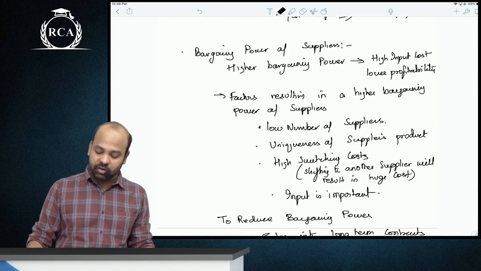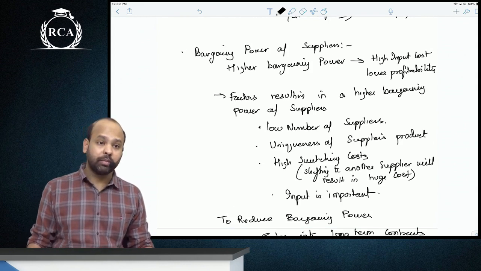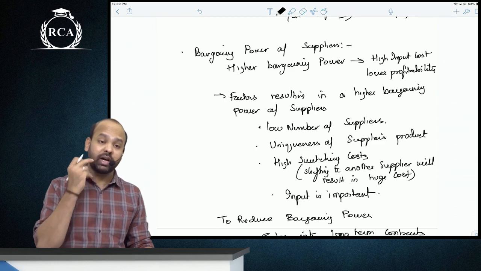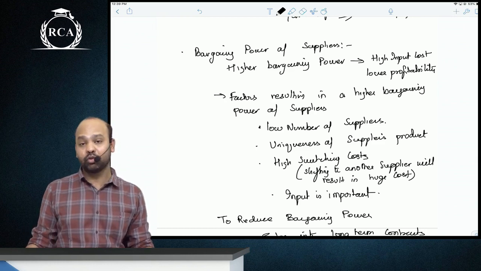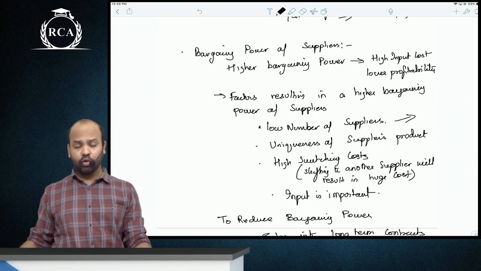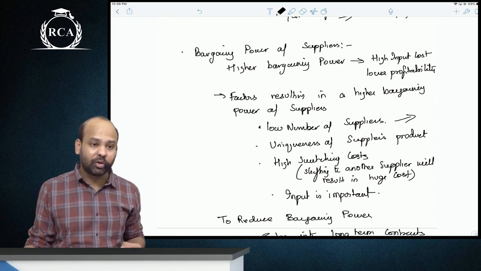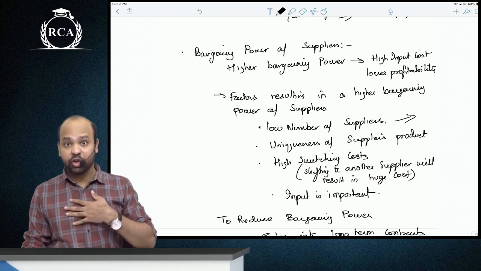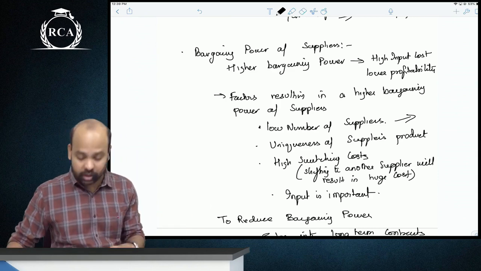Likewise, bargaining power of suppliers. If the suppliers have a higher bargaining power, this will lead to high input cost and lower profitability. The factors are: what if there are a low number of suppliers? The supplier's product is unique. There's a very high switching cost, you cannot shift from that supplier to another supplier.